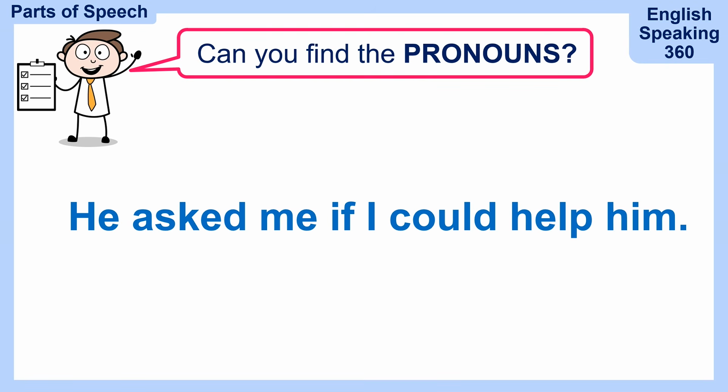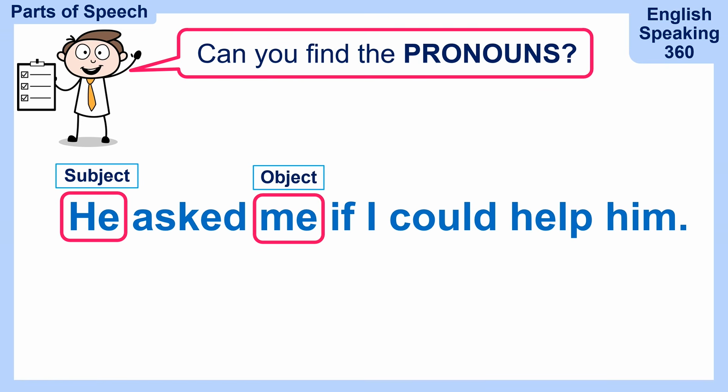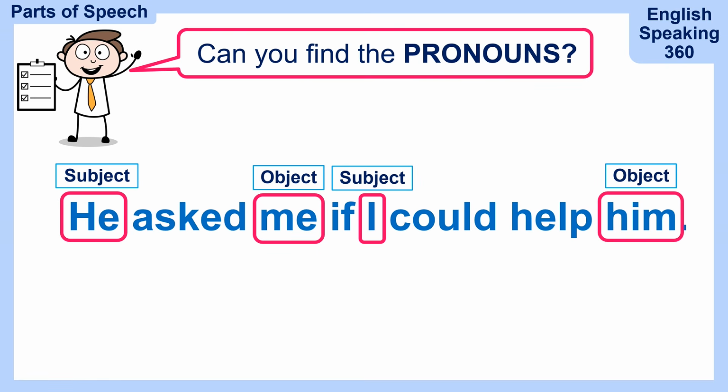This is a little bit challenging here. Think about it. The first pronoun we have here is he, and that is a subject pronoun. The second one is me. That's an object pronoun. I is also a pronoun. It is a subject pronoun. And finally, him is another object pronoun.